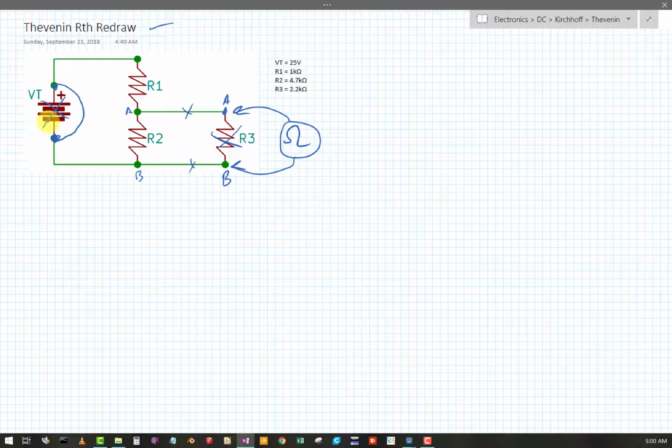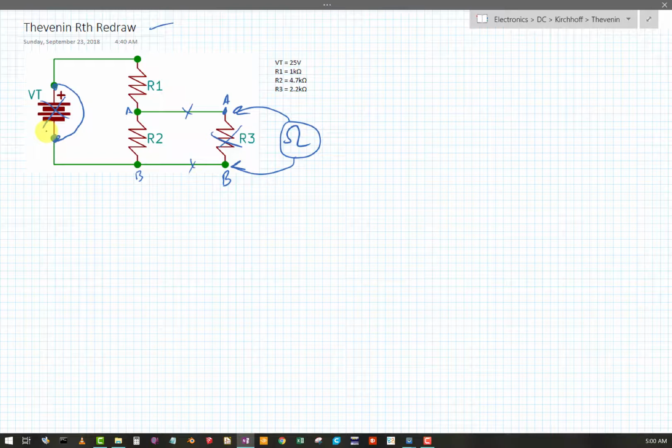Now a good battery or a good power supply would have essentially zero resistance within it while the circuit was operating. So the AB resistance from the load's perspective would see that as just a short circuit from the points at which the power supply was connected. I'll try to explain that as I go, and hopefully that'll make sense in a second.